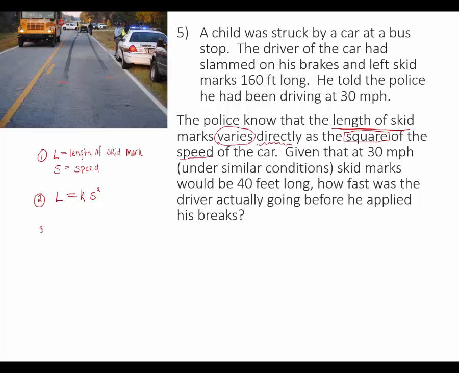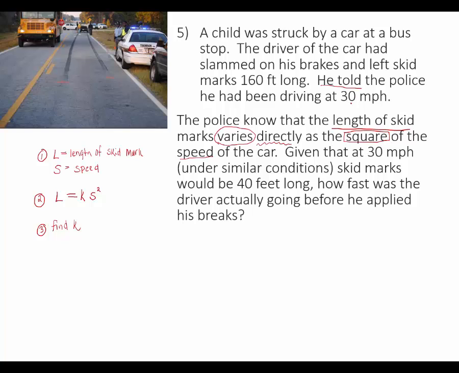My third step is to find K. So I'm going to need a length and a speed that I know go together. The temptation is to use the one that I already read in the opening paragraph. There was skid marks 160 feet and there was a speed of 30. However, the speed may or may not be true because the speed wasn't measured, it was told to the police.